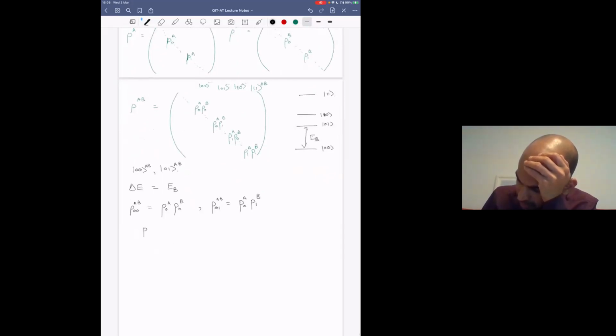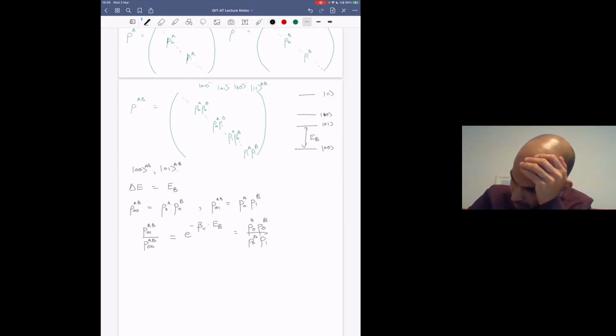So to find the virtual temperature, I just have to solve the following equation. The excited state population, P01 of AB, divided by the ground state population of that virtual qubit, should be given by the exponent of the virtual temperature, in this case, times the energy difference, which is just EB. But now if I simplify the populations on the left, I know that they are products. So this is just P0A P0B divided by P0A P1B, oh, sorry, mistake.